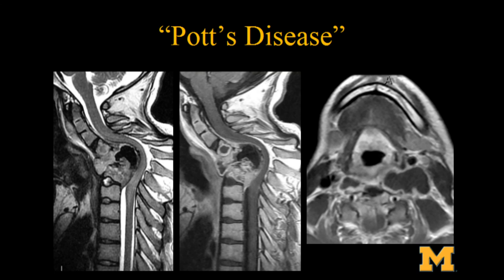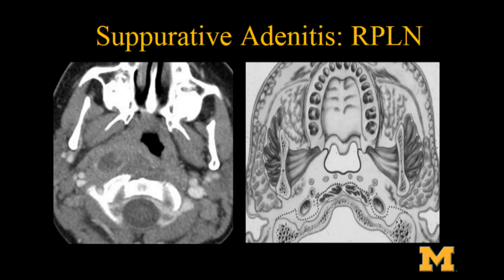This one's always fun, right? You're in the middle of the night, and now you've got a kid that comes in with a plain film, right? Don't you love that? Normal or abnormal? Abnormal, right. We can see there's anterior displacement of the airway, so we have too much anterior soft tissue thickening. Well, if the patient's okay and you get a CT scan, now we start to see this disease entity here.